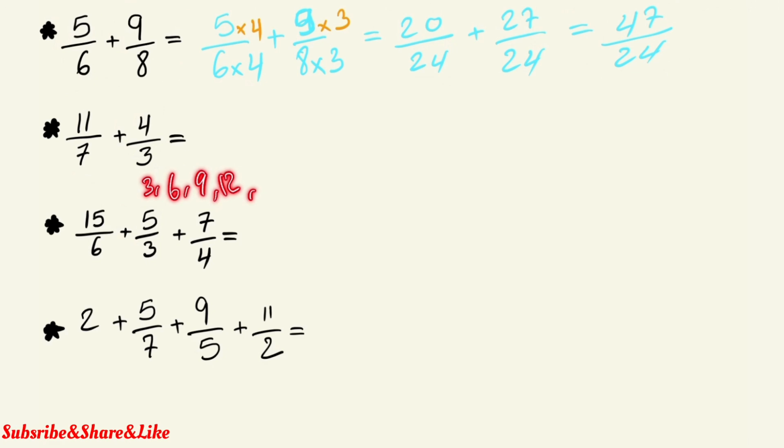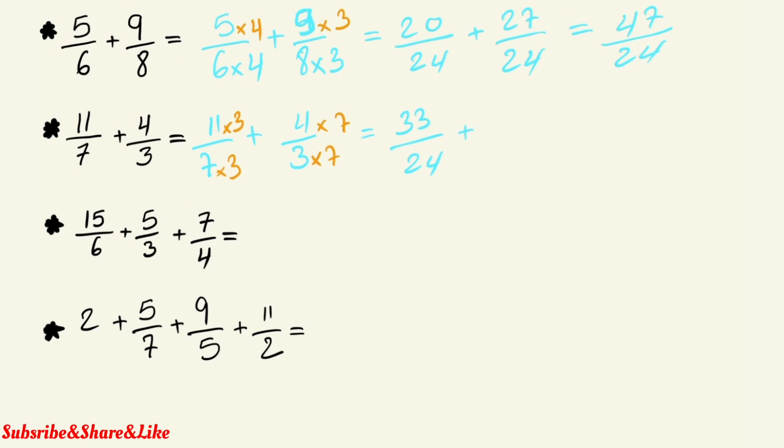So what we're going to do: 11 over 7 plus 4 over 3. We multiply here by 3, and we multiply here by 7 as well. So what is going to give us here in this case is 33 over 21 plus 28 over 21. It's just 61 over 21. The bottom is 21.